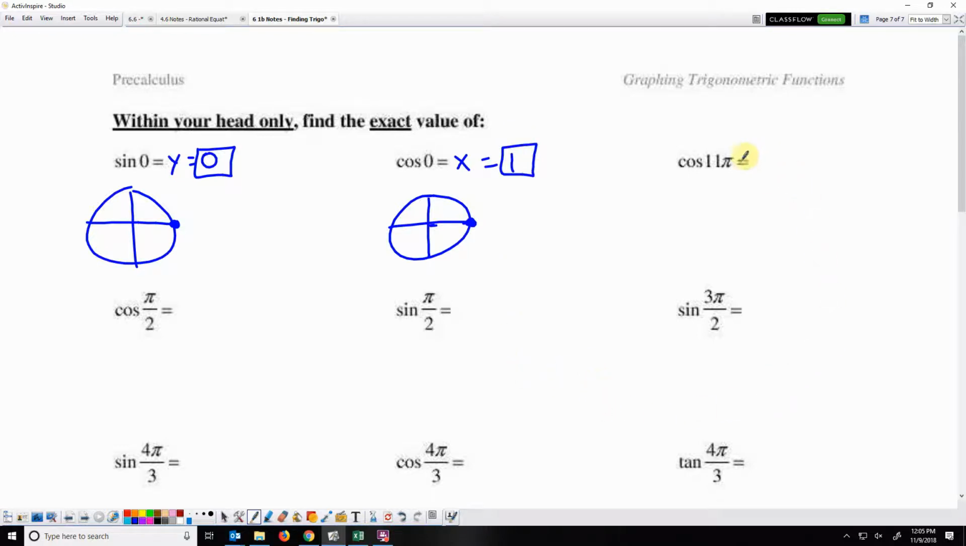Okay. Cosine of 11 pi. So cosine is the x value. When we were looking at the unit circle, when we went halfway around, that was 1 pi. And then this is 2 pi, getting all the way around. 3 pi, 4 pi, 5 pi, 6 pi, 7, 8, 9, 10, 11 pi ends up right here. So we're looking for the x value there. That is 1 unit to the left.